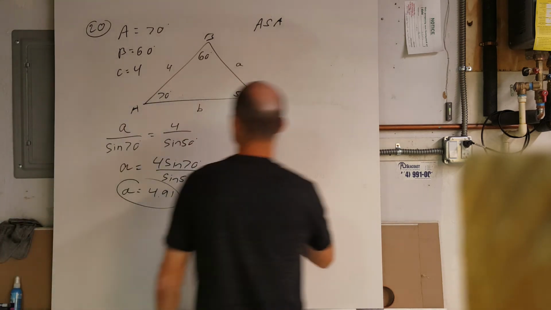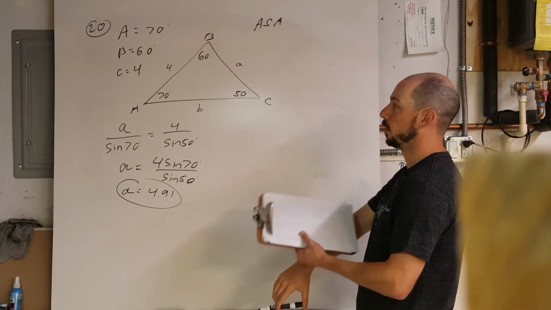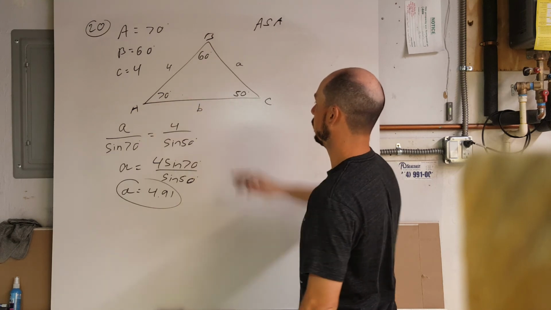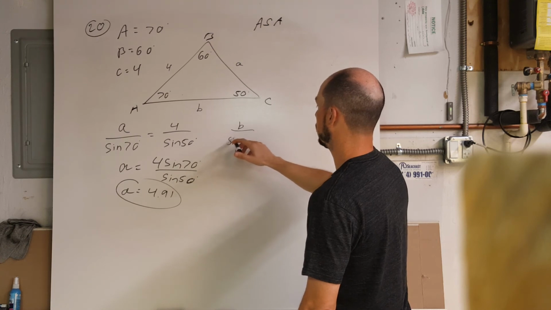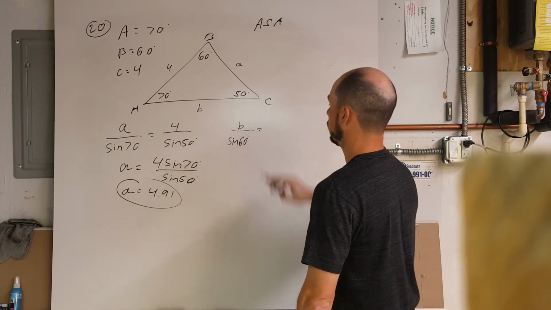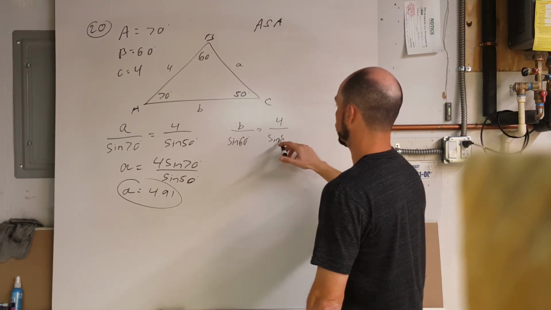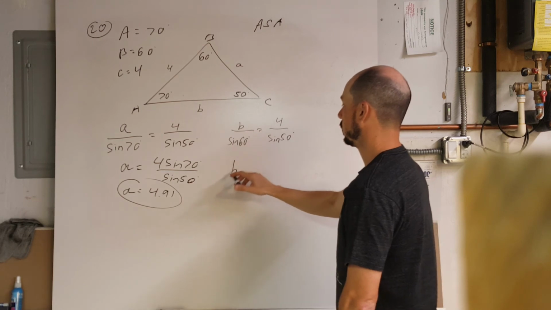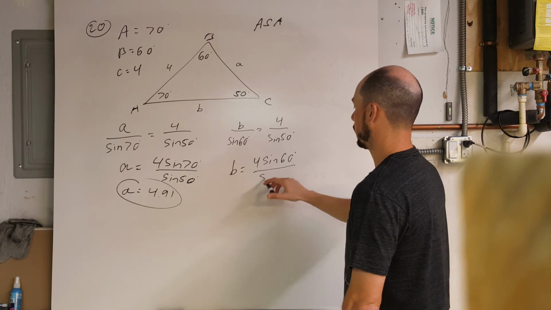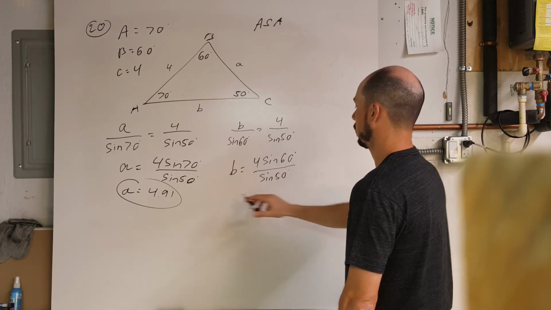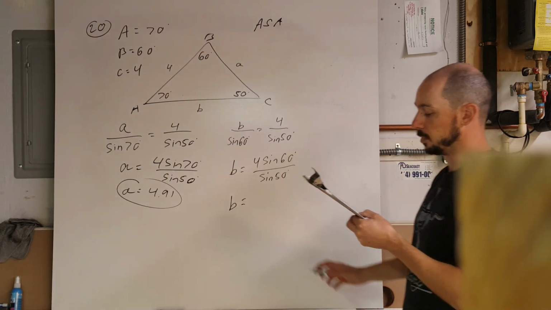Okay, let's find side B. Again, I don't want to use the answer for A to find B because we'll get a round off error. So use that same pair of C. Let's go side B divided by sine of 60 equals side C divided by sine of 50. B equals 4 sine 60 divided by sine of 50. We get B is 4.52.